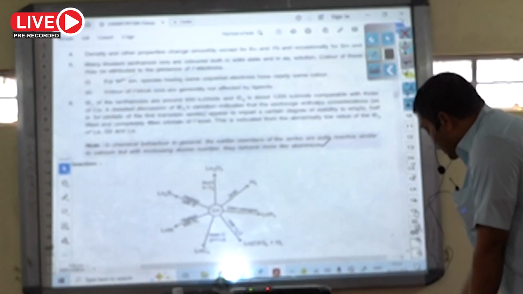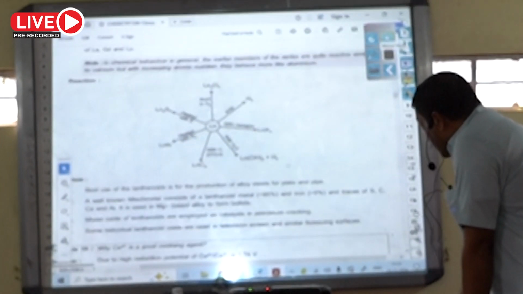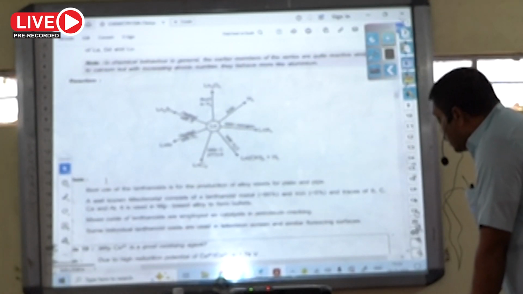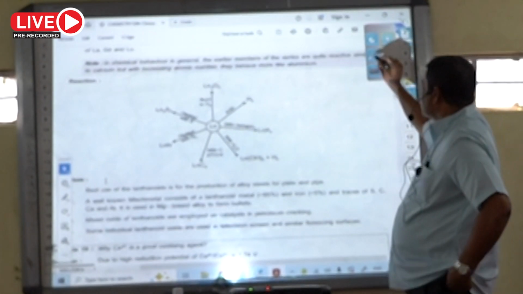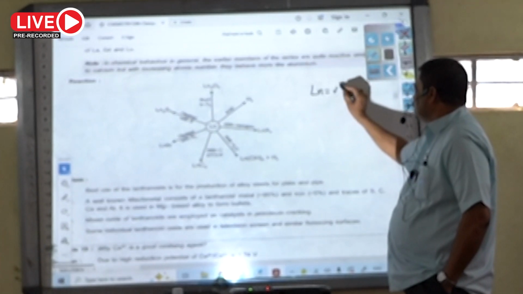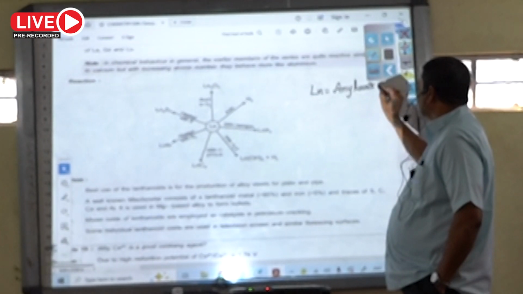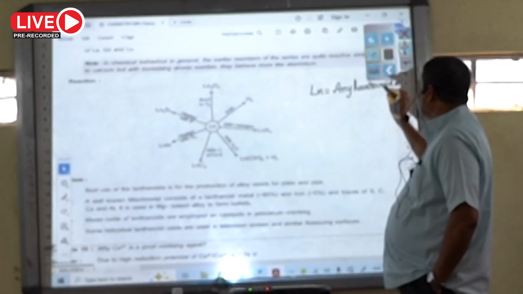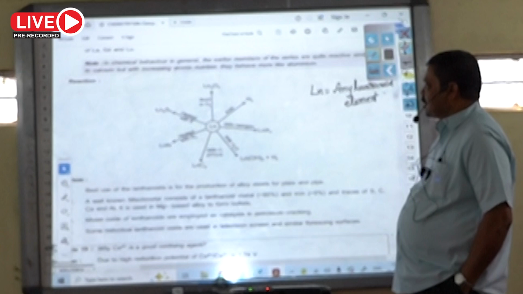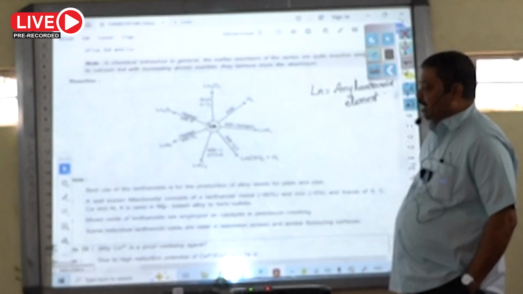General chemical properties of lanthanides. Only this diagram you also write. Ln represents any lanthanoid element. So here in the center, they wrote Ln, meaning any lanthanoid element.